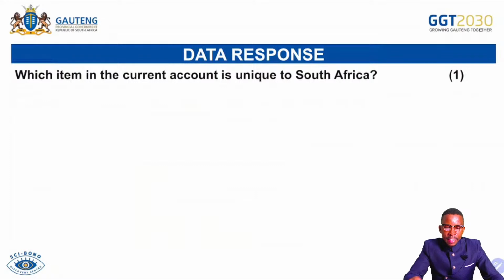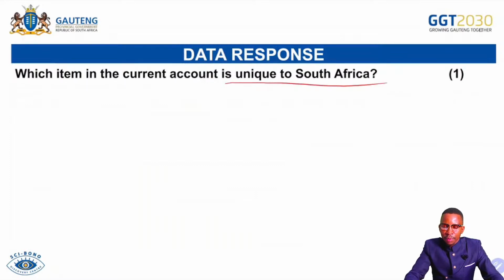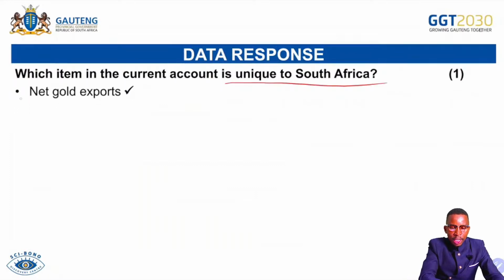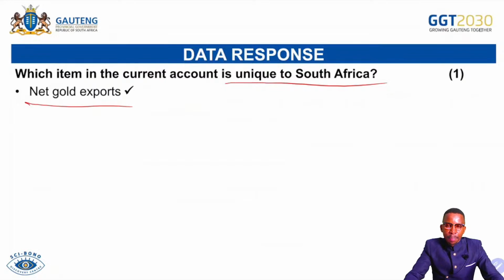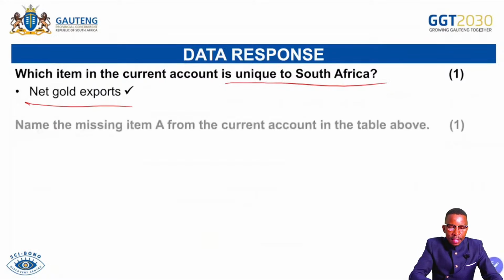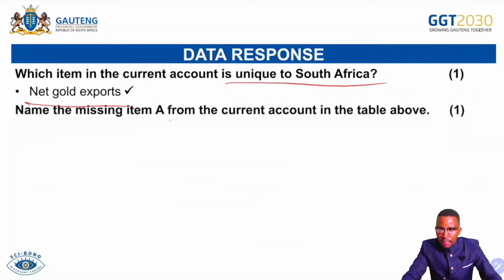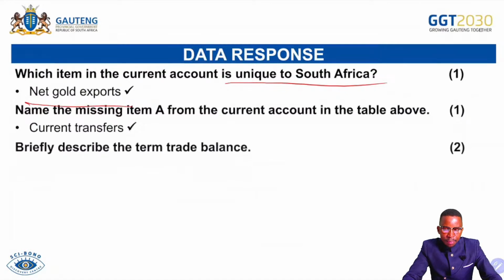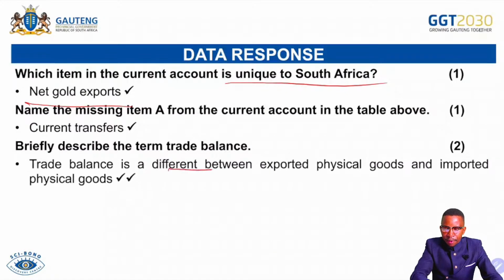Which item in the current account is unique to South Africa? It is net gold export. It's very much unique because South Africa is mostly not importing gold, but is the main exporter. So the net gold export is unique. Then name the missing label A from the current account: it was current transfers. And then briefly describe the term trade balance. The trade balance is the difference between exported physical goods and imported physical goods.